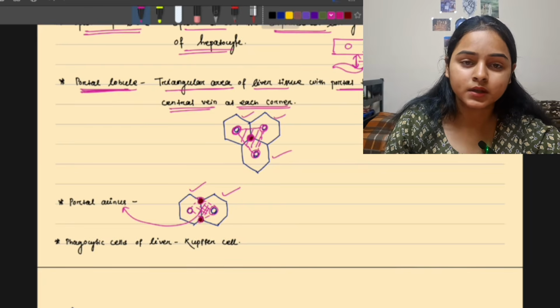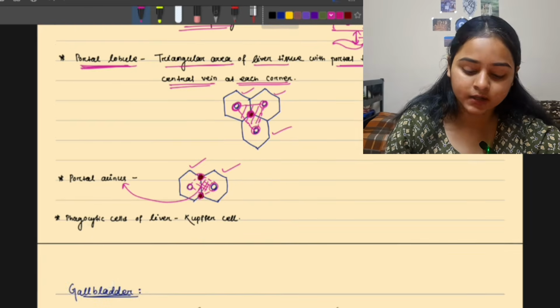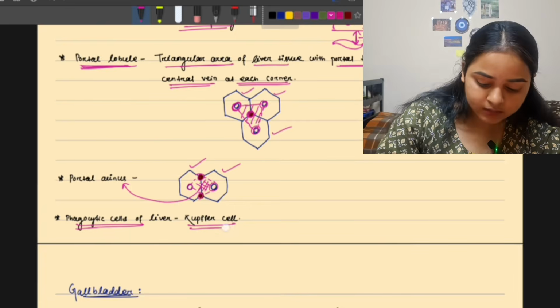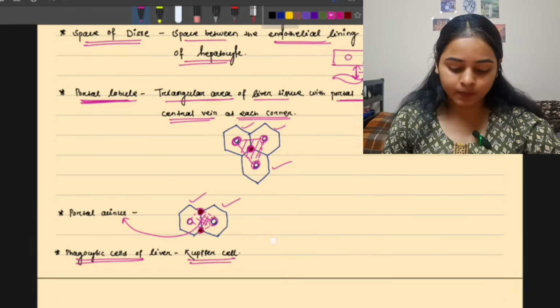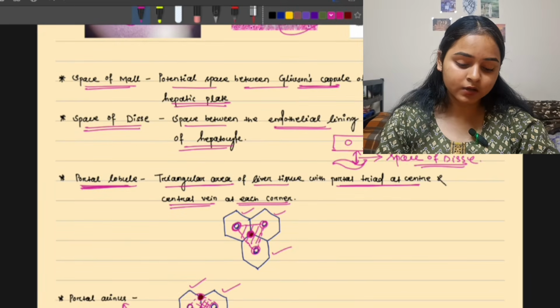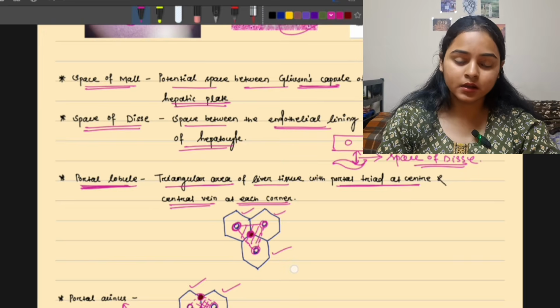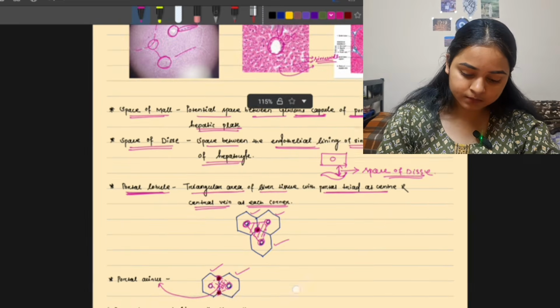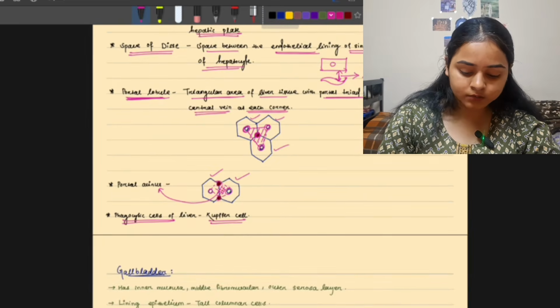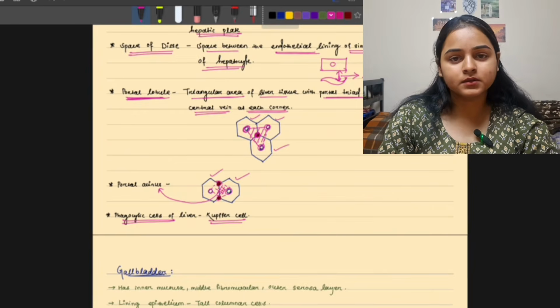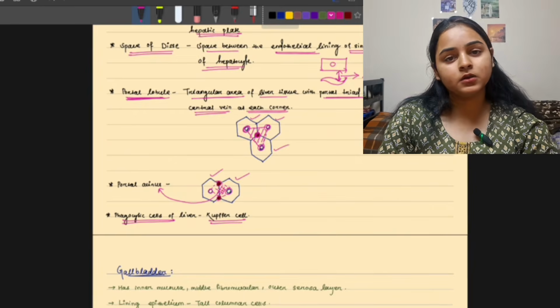Another important question that is asked is, what is the phagocytic cell of the liver? It is known as the Kupffer cell. Okay, so these are the important questions that are asked in the histology viva of liver. Now let's come to the slide of gallbladder. This is everything you need to know about liver.